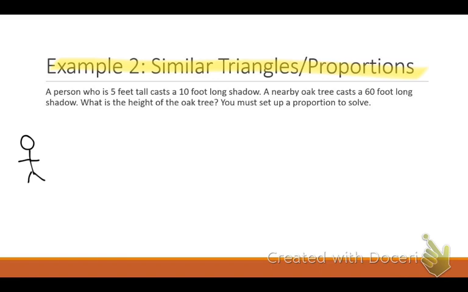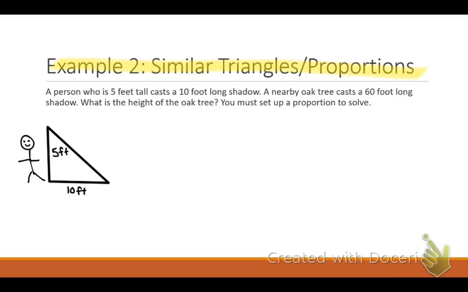Hey, there's my person. He's so cute. He's got little eyes and a smile. But look, guys, he's 5 feet tall. And how long is his shadow? It's 10 feet. So what did that just form? If I connect them together, it formed a triangle. You see the connection?